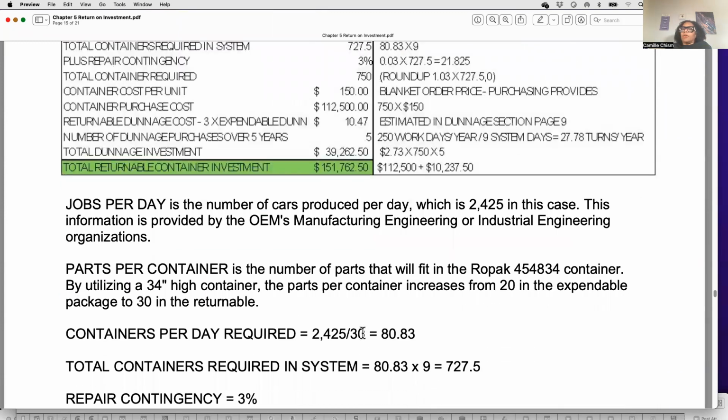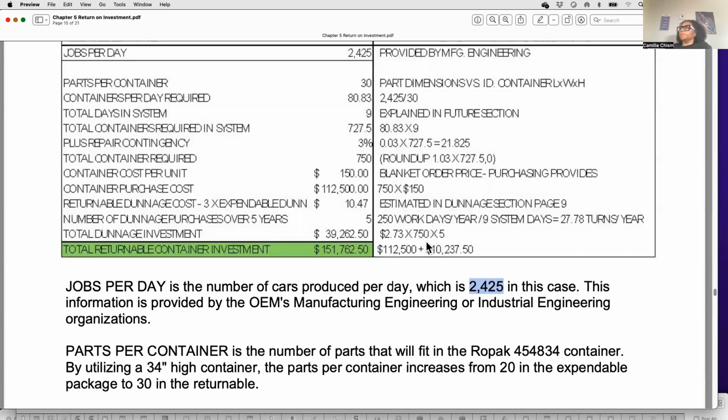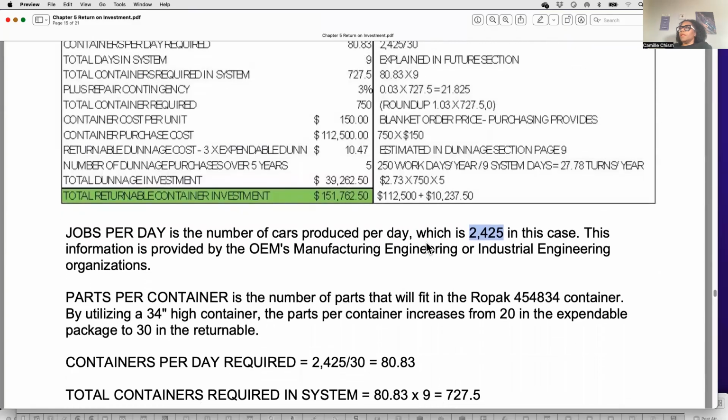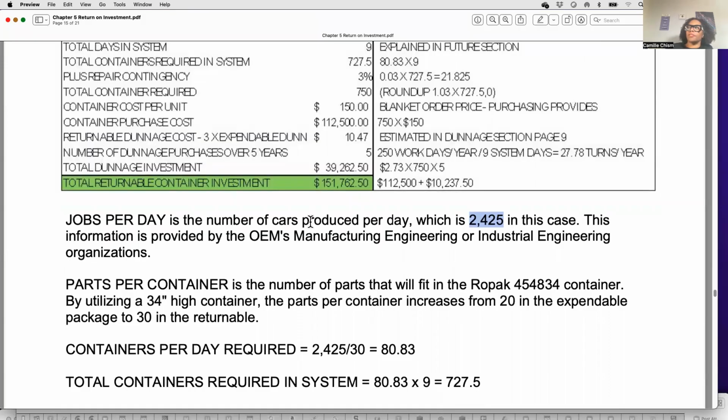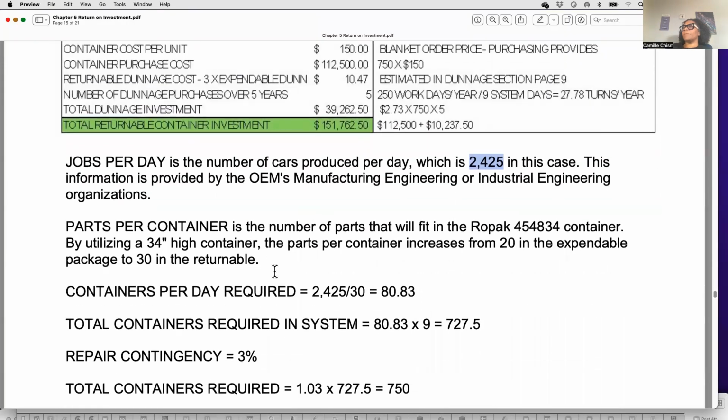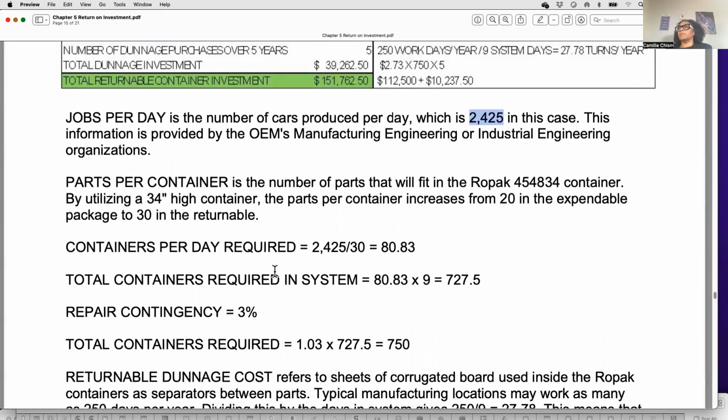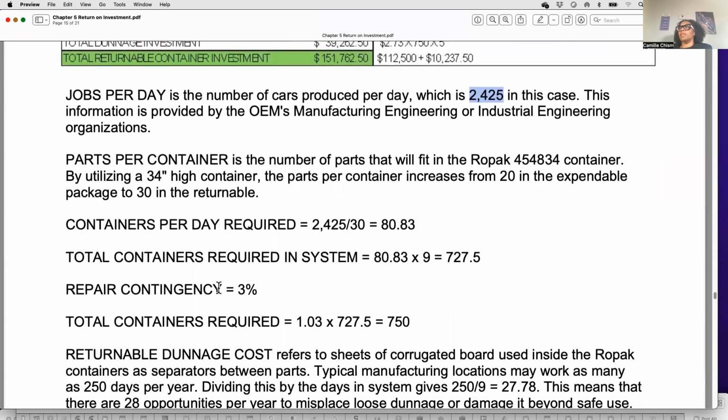Jobs per day, that's how many cars they're going to make a day. So that's in the case, it's right up here. This tells you it's coming from the manufacturing engineering or industrial engineering, depending on the company and who holds that information. Parts per container, that's your parts that are going to fit in that roll pack. So this is where we talked about, you had 20 parts in the expendable pack and 30 parts in the returnable pack. Containers per day, we calculated that already.